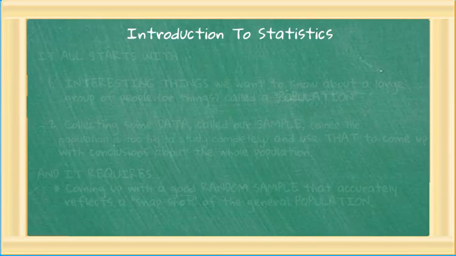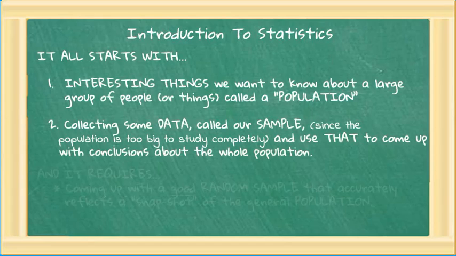All right, introducing statistics. What's it all about, or why do we have it? Well, it all starts with interesting things we want to know about a large group of people or things, and we call it the population. But the population is too big, so what we do is we start collecting some data called our sample, since the population is too big, and we use that to come up with conclusions about the whole population.